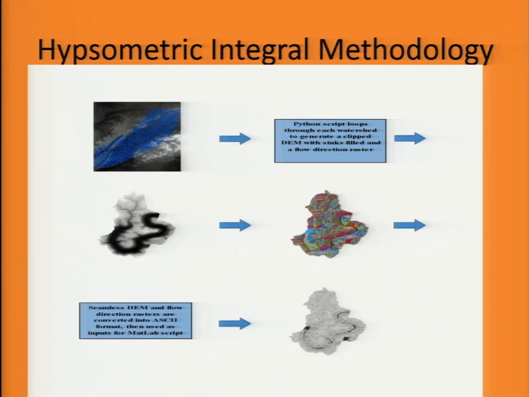So these blue lines here, you can't really see them, but those are 349 watersheds. I wrote a Python script that looped through all those. It clipped the DEM to create a DEM with sinks filled. We got a flow direction raster, and then I converted that to ASCII format and used that as the input for that MATLAB script that calculated those hypsometric integral values at the pixel level.